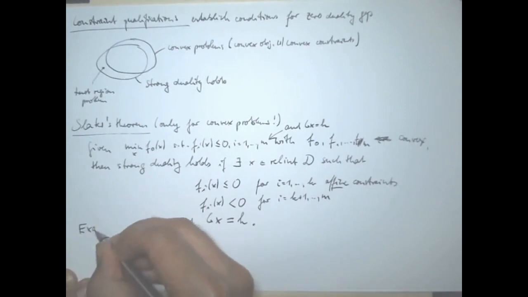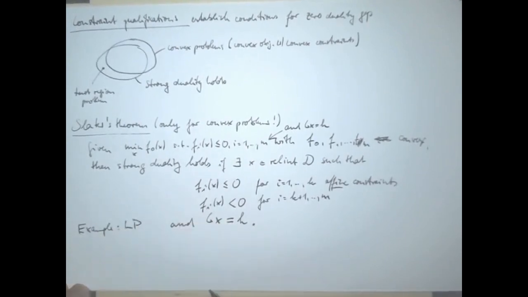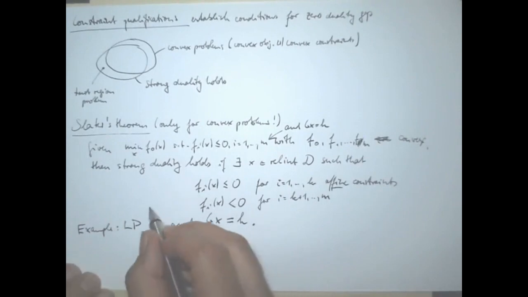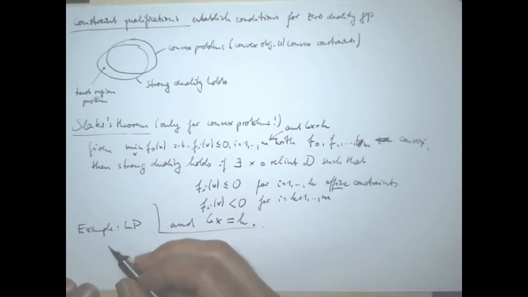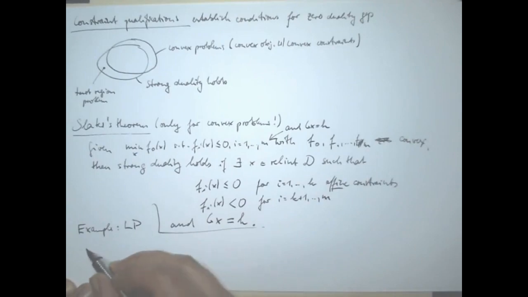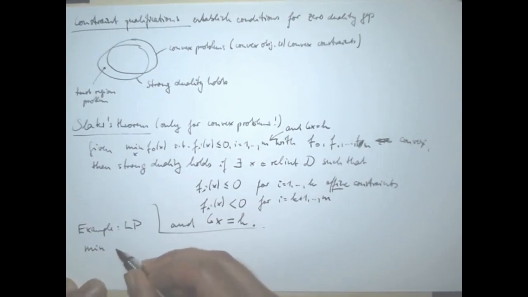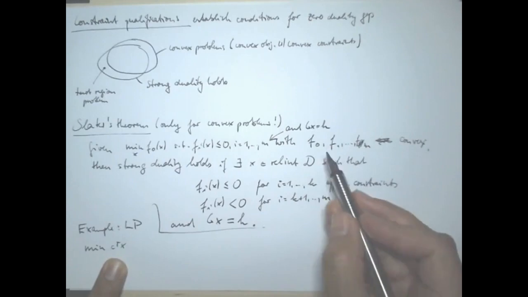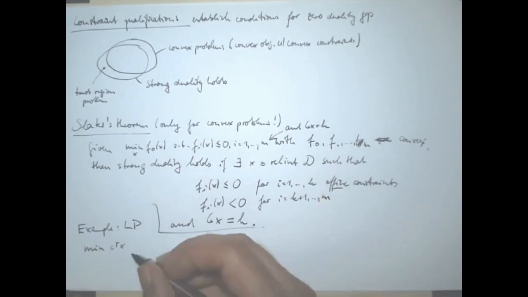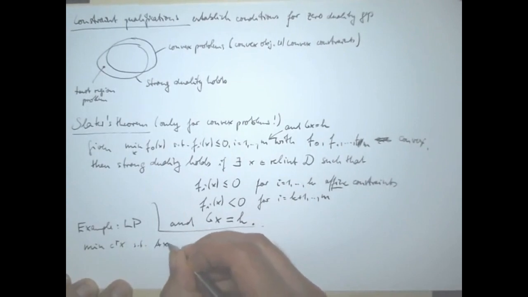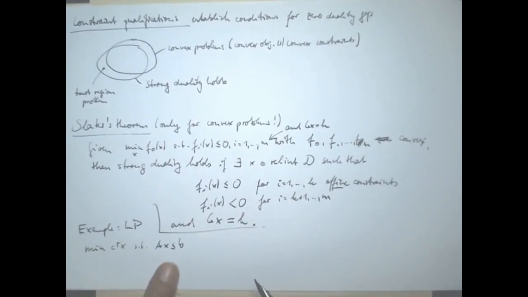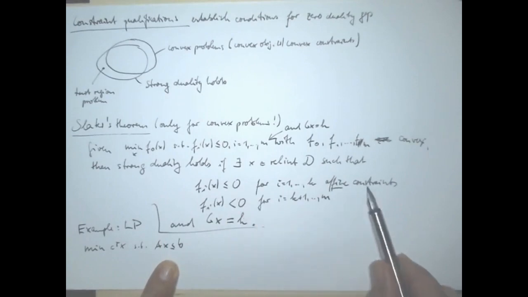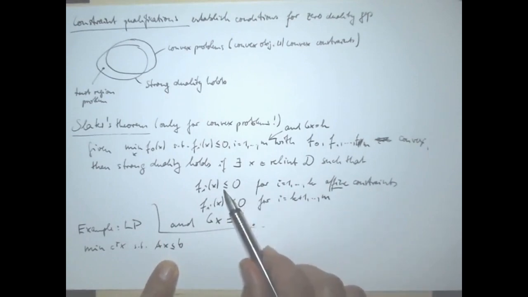And as an important special case, let's look at the linear program again. So in the linear program, we want to minimize c transpose x. This is a linear function. It's both concave and convex. So I can say, yes, my objective function here, f0, is convex. Subject to some inequality constraints. They just need to hold. They don't need to hold strictly because they are affine.